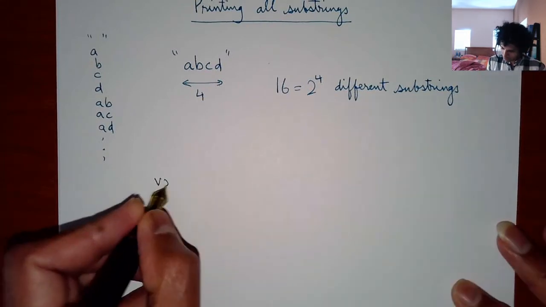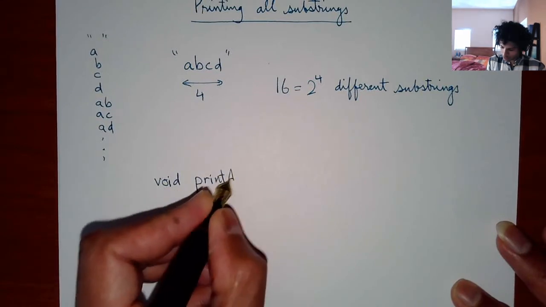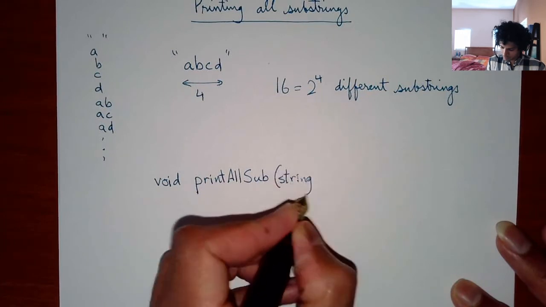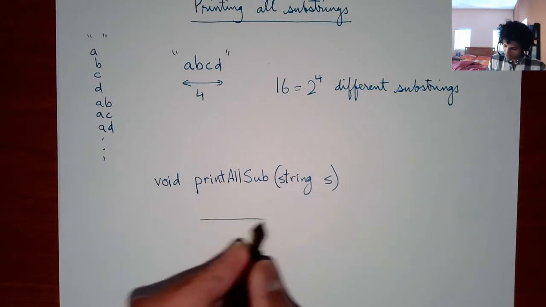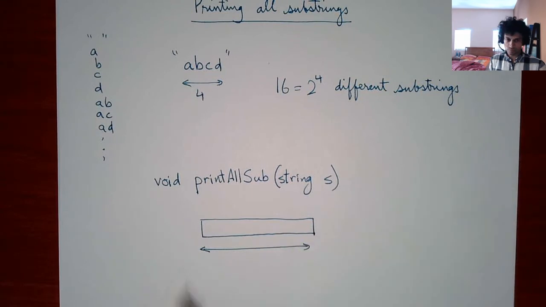So let's just say I have this function, void print all substrings, and I give it as input some string s. So here's my string s. So what is the logic? Are there any questions about the question? Do you understand what I want you to do, what this function is supposed to do?